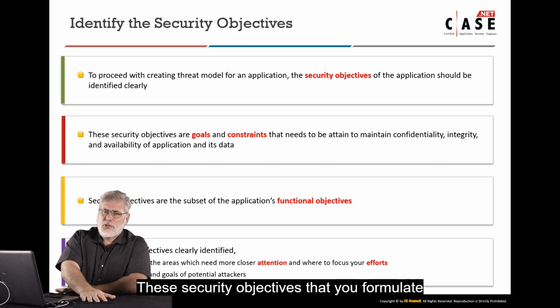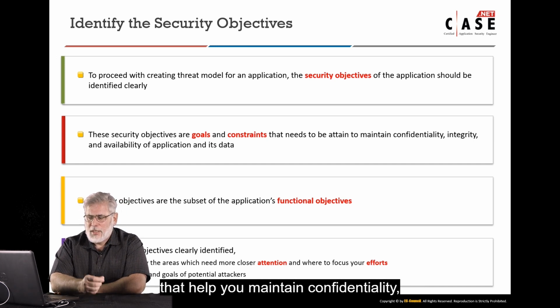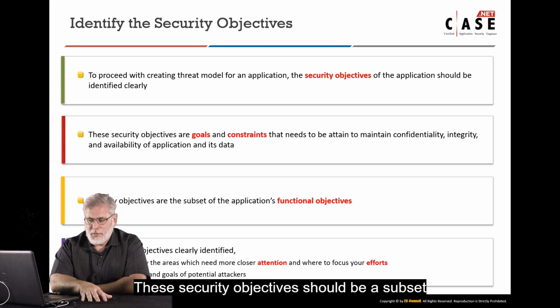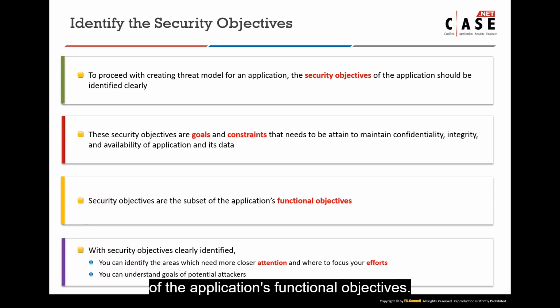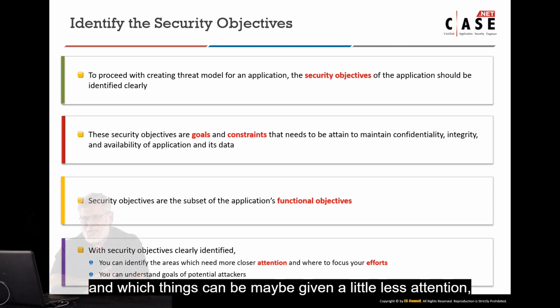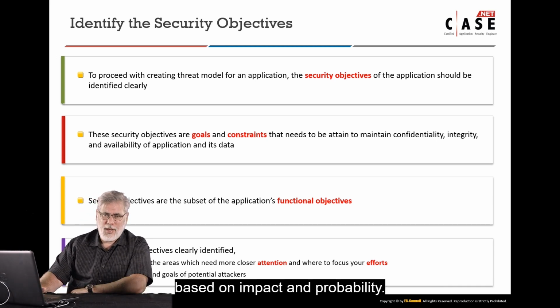These security objectives that you formulate are the goals and the constraints that help you maintain confidentiality, integrity, and availability of the application and all of its data. These security objectives should be a subset of the application's functional objectives. In other words, yes, they're separate from the functional objectives, but they have to be met as well as the functional objectives in order for the application to be successfully completed. With these security objectives clearly defined, you can now identify which things need the most attention and which things can be maybe given a little less attention based on impact and probability.